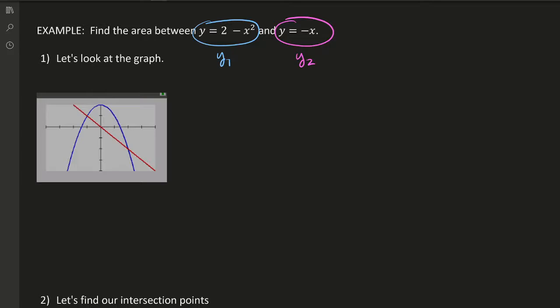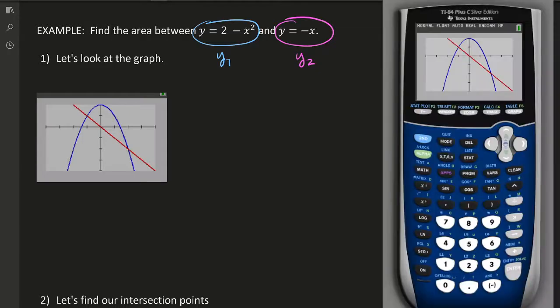And oftentimes if you're given functions and you're shown the graph, it is up to you to be able to determine, hey, this is the parabola and this is the line. So that's an expectation of you. But now we want to find the area trapped between these two curves. So that means we need to find the intersection points. Now suppose that I don't have a graphing calculator and I need to solve them. I'm going to demonstrate how you would approach it both with and without a calculator.